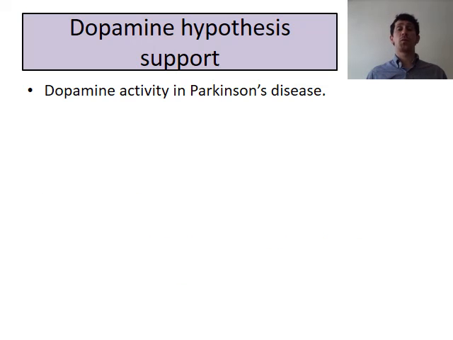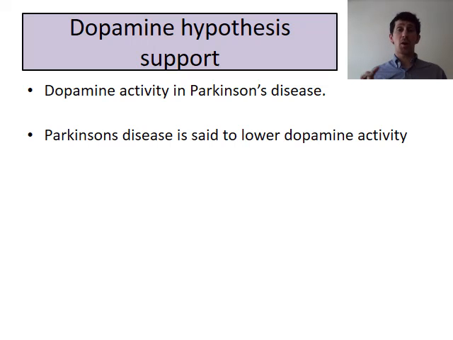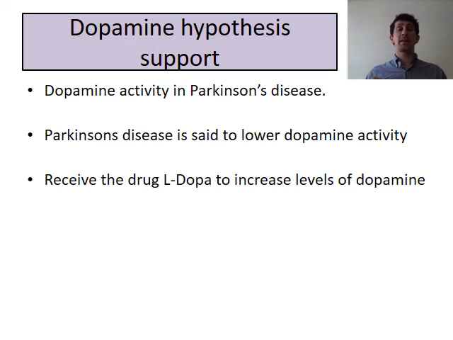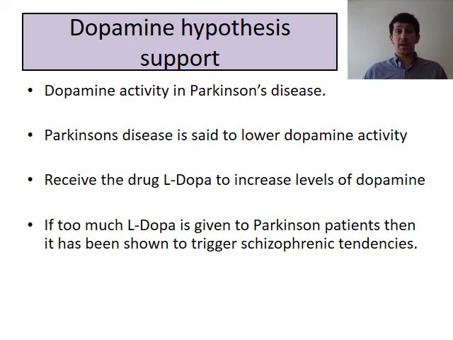There is further support for the dopamine hypothesis when we look at the dopamine activity in Parkinson's disease. Parkinson's sufferers generally have lower levels of dopamine activity in their brain, and they often take a drug called L-Dopa, which will increase the levels of dopamine. However, if too much L-Dopa is given, then the Parkinson's patients will start to show schizophrenic tendencies. They'll show the hallucinations and the delusions that are associated with schizophrenia. Again, it shows that dopamine must play a role. If someone's dopamine levels increase too much because of this drug, then they start to show schizophrenic tendencies.